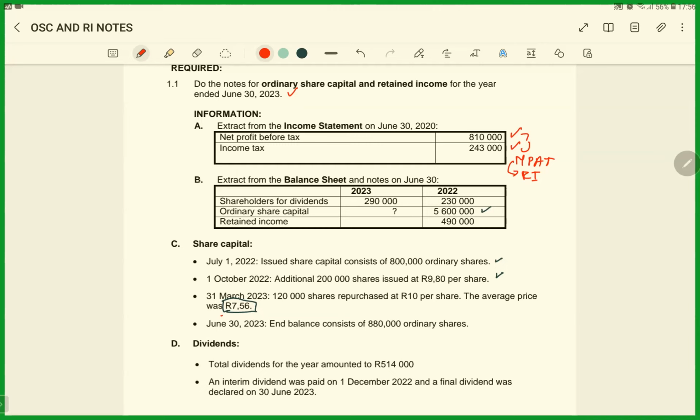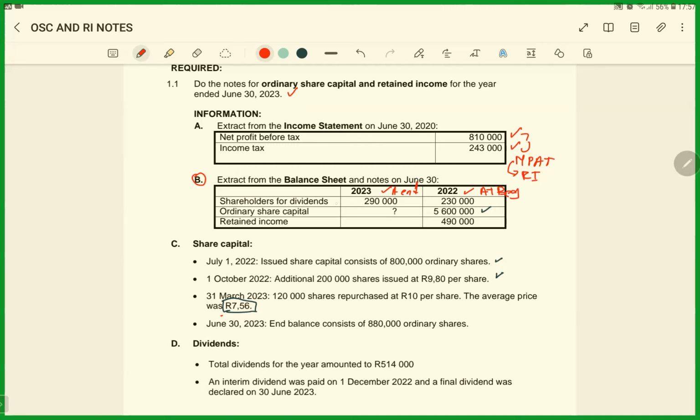Then on information B, we're given an extract from the balance sheet and notes on 30 June. We're given two columns, one for 2022 and one for 2023. All amounts appearing under the 2022 column are the balances at the beginning. The amounts appearing under the 2023 column are the balances at the end. So this is how you start: you work through the information before you answer.